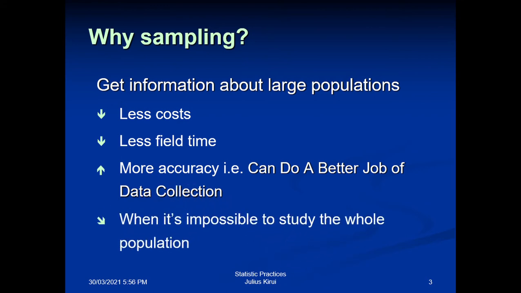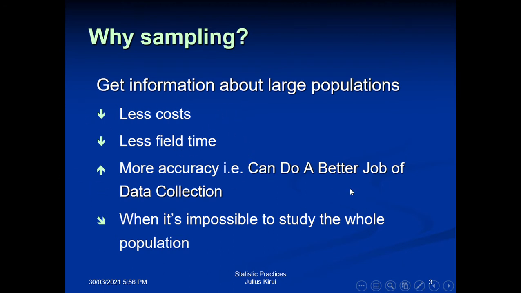And then finally, when it is impossible to study the whole population. Remember, at one point in time, you will not be able to study the whole population. So what happens is that you only focus on a particular population, a particular grouping of population, and this grouping will give you a representation of all other population. So we need to have this in mind.